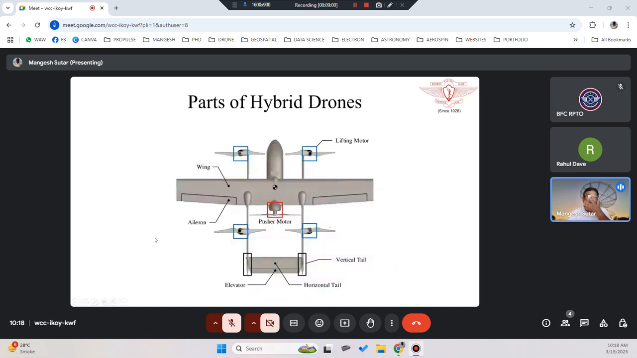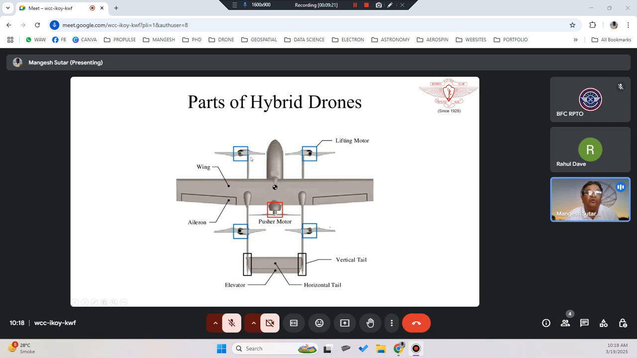Okay, now let's see the parts of the hybrid drones. As I said earlier, the structure is similar to the aeroplane. If you see, the structure is completely like an aeroplane. The fuselage, the wing with ailerons. Then you have a horizontal stabilizer where we have elevators. Then you have vertical stabilizers where we will have a radar like structure for a vertical tail.